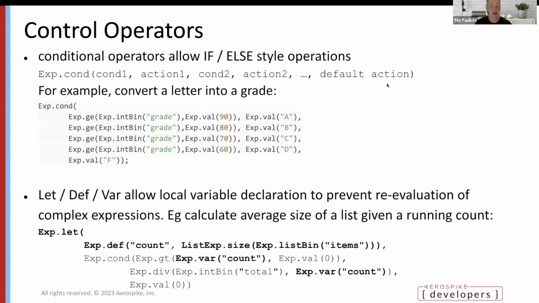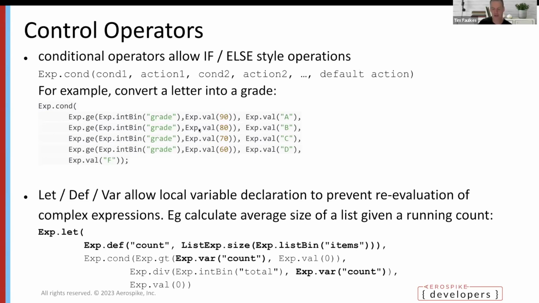So maybe I've got a grade bin. It has a numeric value in the range of 0 to 100, and I want to return a letter grade, A, B, C, D, or F, depending on the value in that bin. I could do something like this. So if the expression is greater than or equal, for the integer bin of grade, to 90, in other words, is grade greater than or equal to 90, then return A.